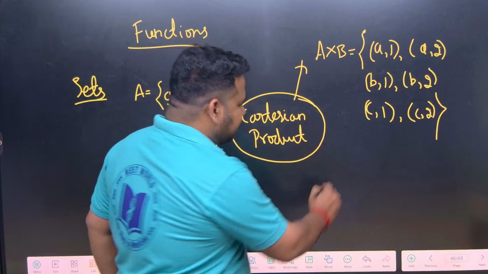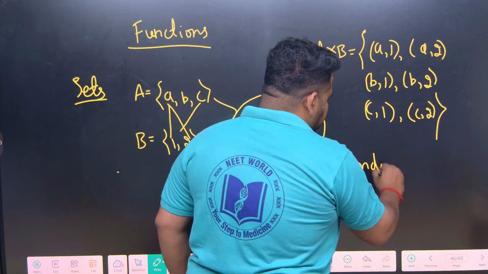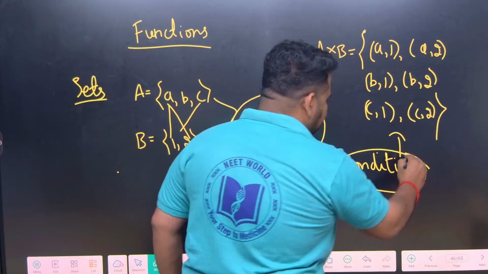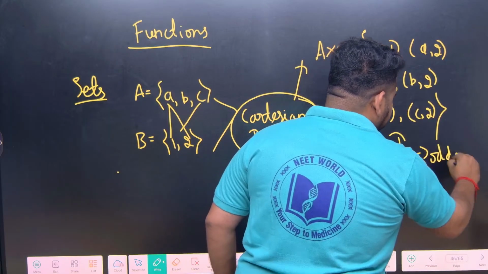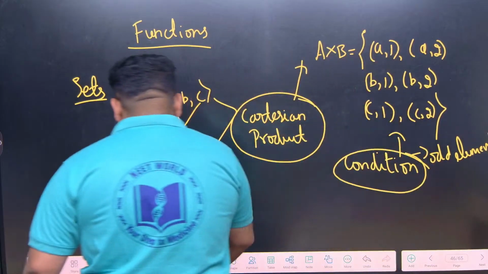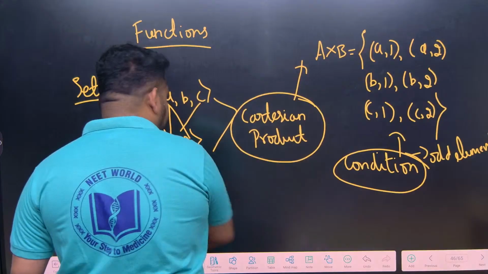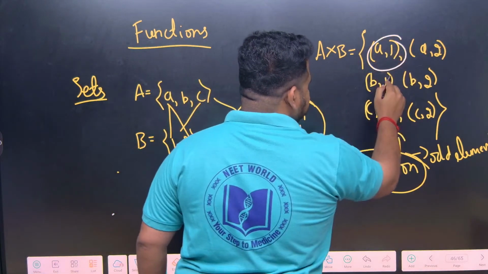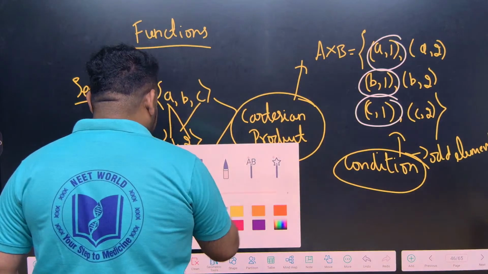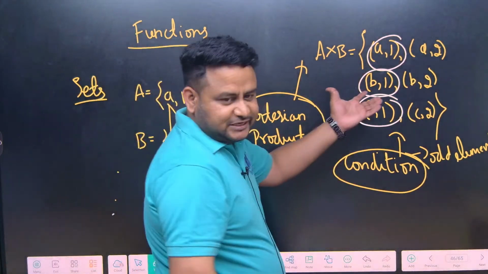Okay, if I apply some condition to this, like if I want only odd elements or even elements, here I am applying odd elements. Odd elements means what? Here I will be getting odd elements. What are the odd elements here? This is an odd element because it is having one. This is an odd element. This is an odd element. So from this Cartesian product itself, I will get another subset.